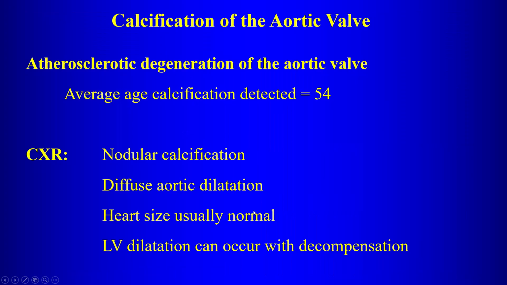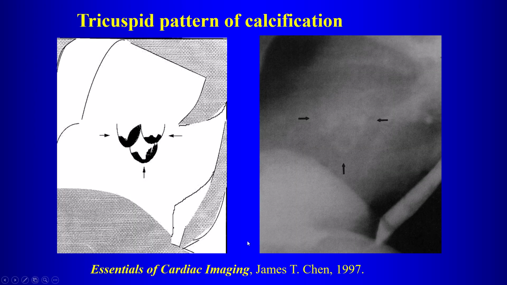So atherosclerotic degeneration, this is the most common cause of aortic valvular stenosis and aortic valvular calcification. The average age the calcification is seen is somewhat older in this age group. And again, we might have nodular calcification, aortic dilatation from aortic valvular stenosis, and the heart size tends to be normal unless we have left ventricular dilatation secondary to decompensation of the left ventricle, resulting from aortic valvular stenosis.